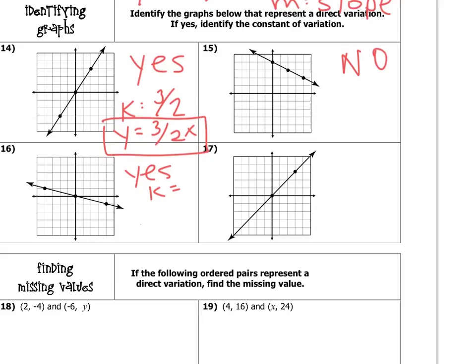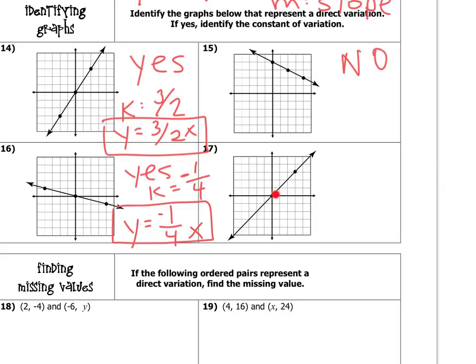This one is pointing up and to the left, so we should have a negative number attached to our x. So let's look and figure out our slope: up 1 and over 1, 2, 3, 4. So that's going to be negative 1/4. Okay? So my equation would be y equals negative 1/4 x. And that would be how I'd write the equation for that line.